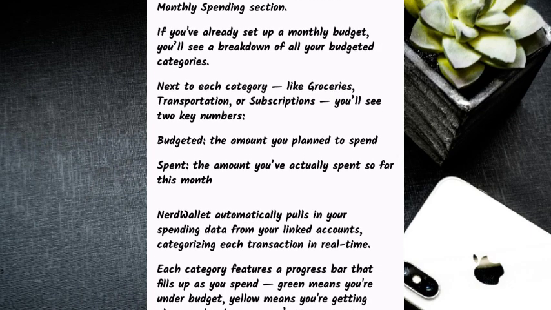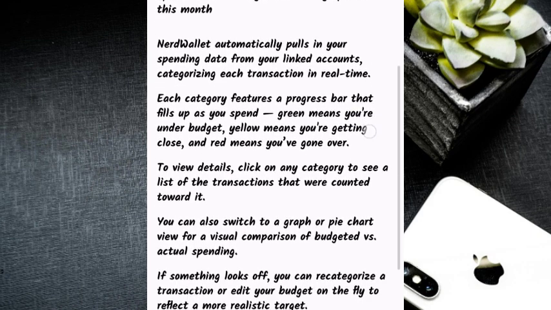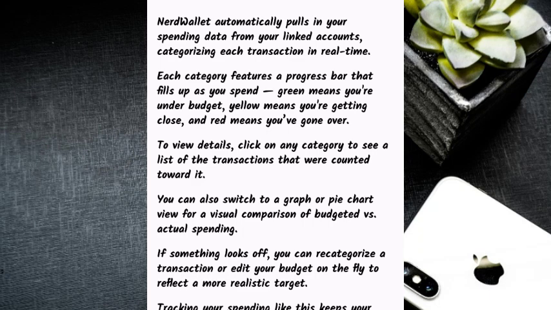Nerdwallet automatically pulls in your spending data from your linked accounts, categorizing each transaction in real time. Each category features a progress bar that fills up as you spend. Green means you're under budget, yellow means you're getting close, and red means you've gone over. To view details, click on any category to see a list of the transactions that were counted towards it.